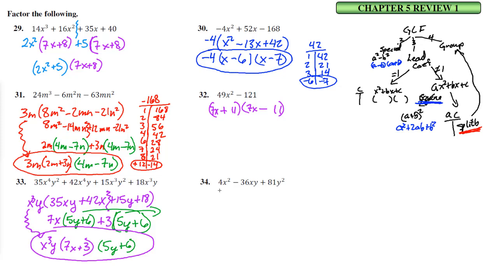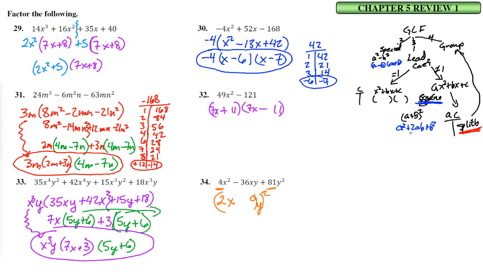number 34. Is there a common term? 81 has 9 and 9, which means it breaks down to 3's, and 4 just has 2's in it. So nope, nothing common there. How many terms? 3. Leading coefficient is not equal to 1. So let's check and see if it's a perfect square. 4 is 2 times 2, and 81 is 9 times 9. Oh, that means this might be 2x and a 9y squared.